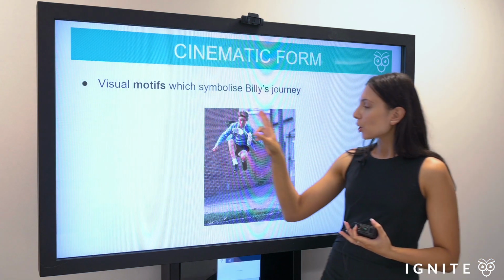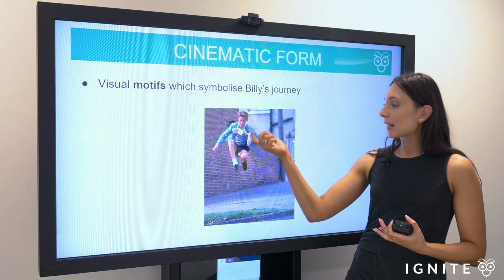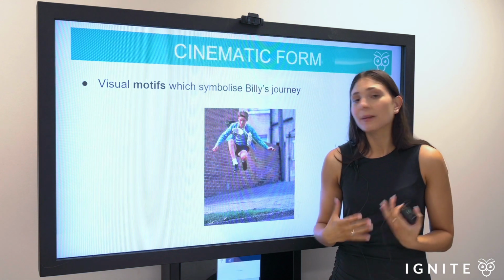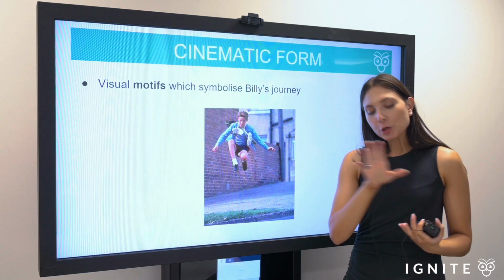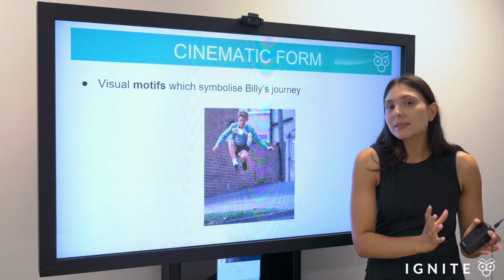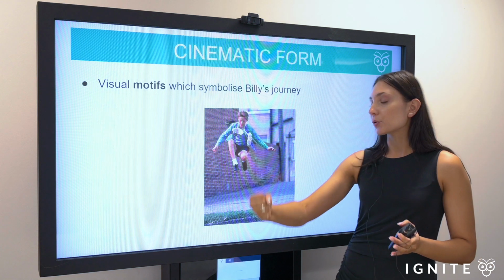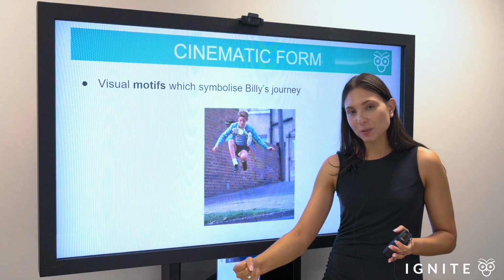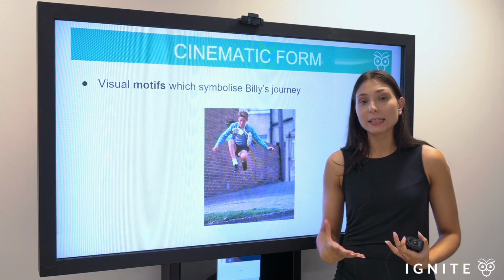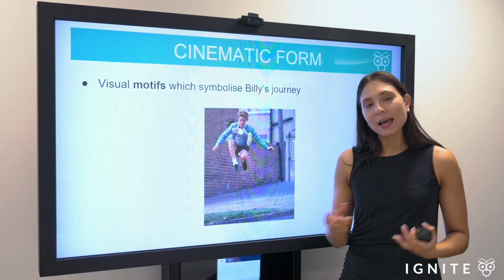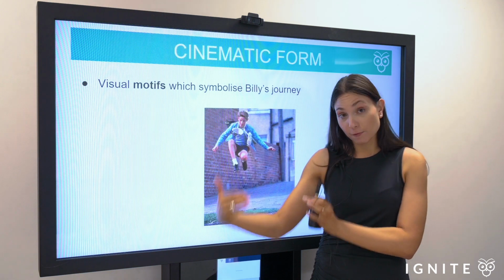So if you look at this shot right here, you can see the ballet shoes are a motif because they symbolize his passion, and that is for dancing. And we know that earlier in the film, he feels he needs to hide that visual motif. He needs to hide his desire for dance. But as the film progresses, they become so central to his character and they inform his identity. So that visual motif there, it symbolizes Billy's journey and how it ultimately comes to be fulfilled by the end of the text.